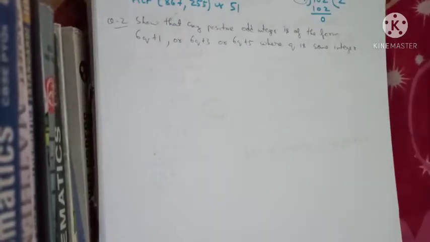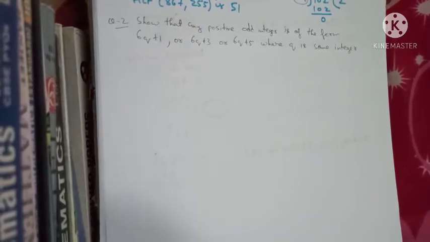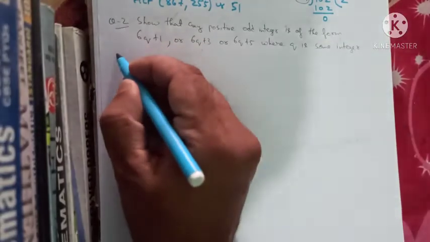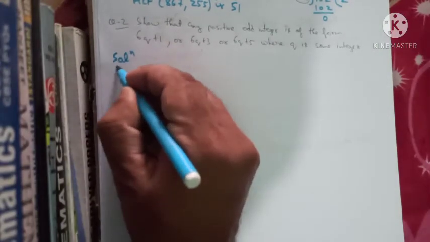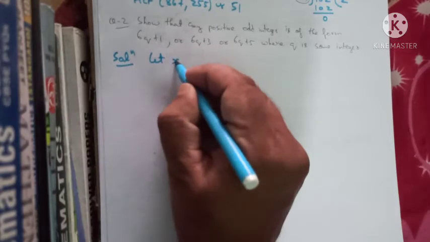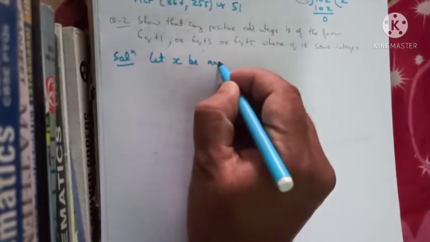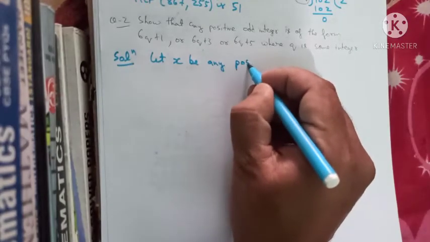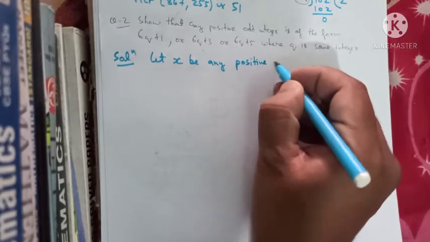Okay, question number 2, we have to show that any positive odd integer is of the form 6q plus 1 or 6q plus 3 or 6q plus 5. So we have done these kind of questions in the first video where I've introduced the topic. So we'll start like that only. We will suppose let x be any positive integer.